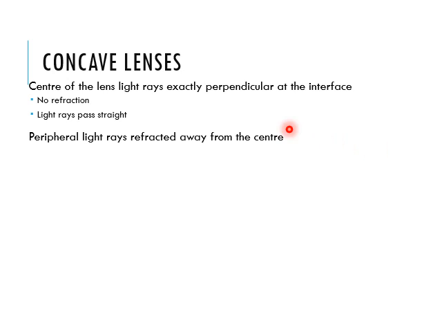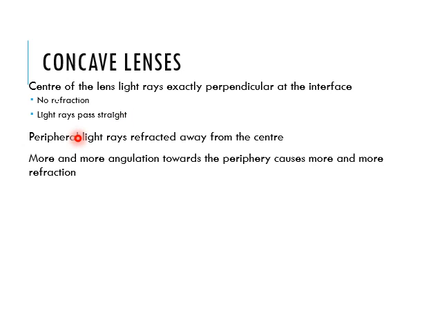Now concave lenses, the same principle applies. At the center of the lens the light rays are perpendicular, so there would be no refraction. Light rays usually pass straight. And then the peripheral rays, that is the rays at the ends of the lens, would be refracted away from the center, that is they are diverging. Concave lenses are diverging, the light rays bend but they diverge. More and more angulation towards the periphery causes more and more refraction, and therefore concave lenses are also called diverging.